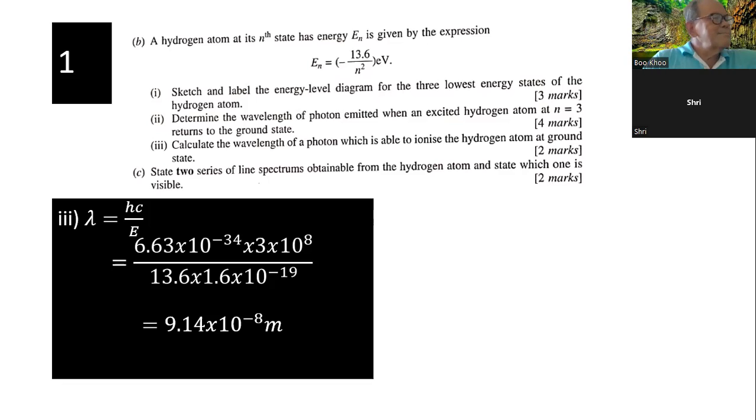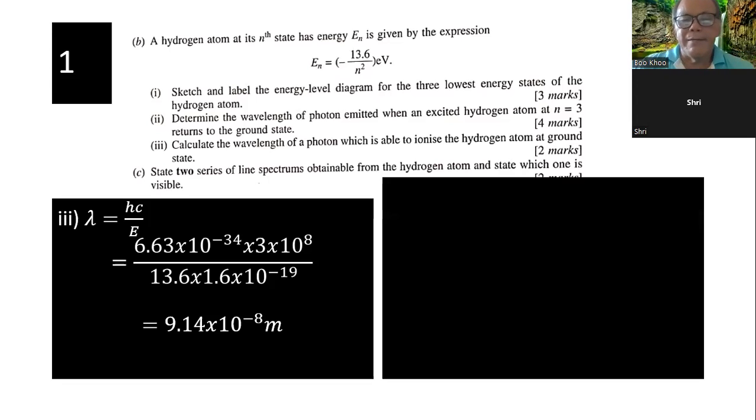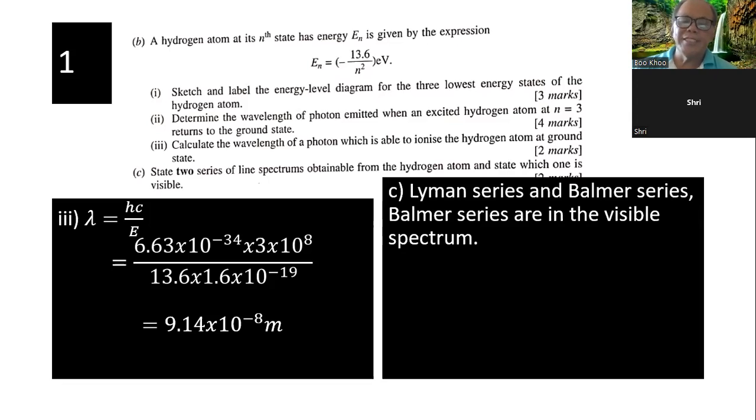What is the answer? The answer, acha. Lyman and Balmer series. Balmer is Lyman and visible. Balmer series. Balmer series is a visible spectrum.